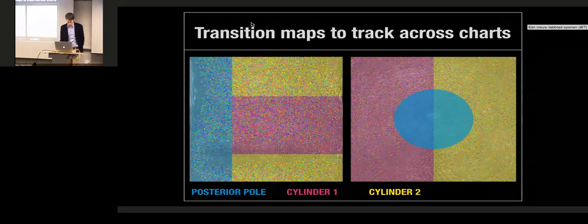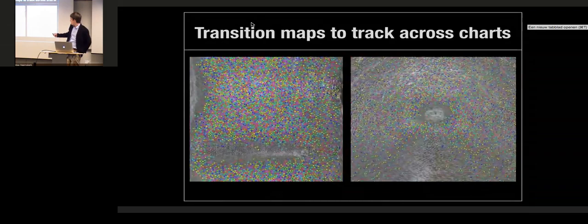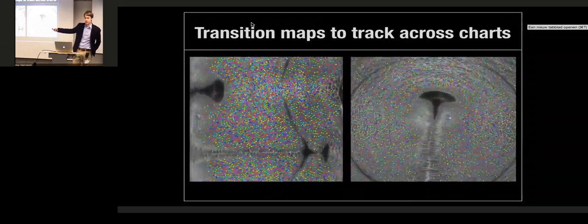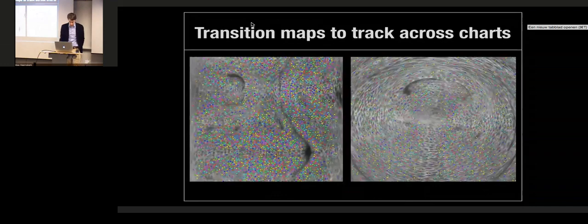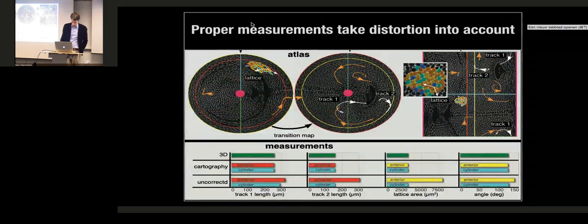And then you can start to map the individual cells and follow them like this. So dealing with the transitions is not the only thing that requires carefully doing the math, because as I said, there's distortion, and although the choice of chart can minimize the distortion in some region, there's always some. And so if you want to measure anything geometrical, like the length of a track, the area of the cell, the velocity with which a cell is moving, you cannot naively measure it in the two-dimensional images that you're working with.